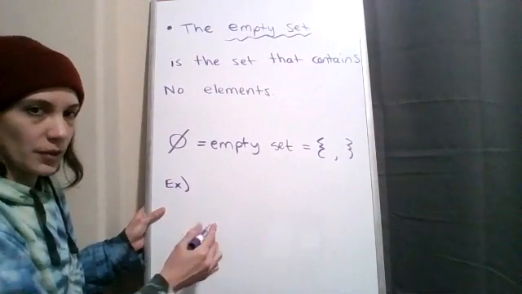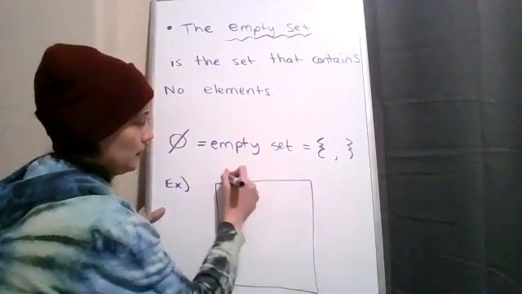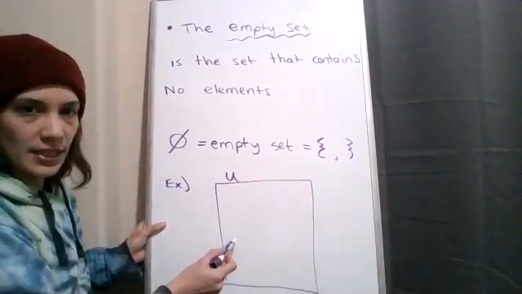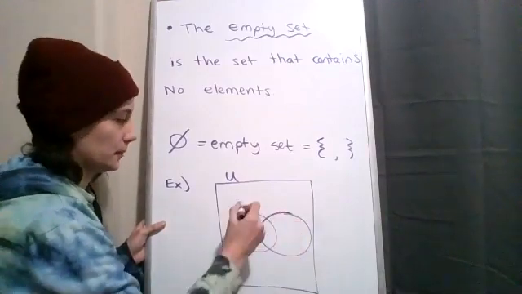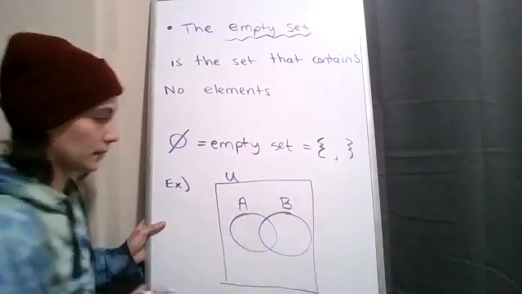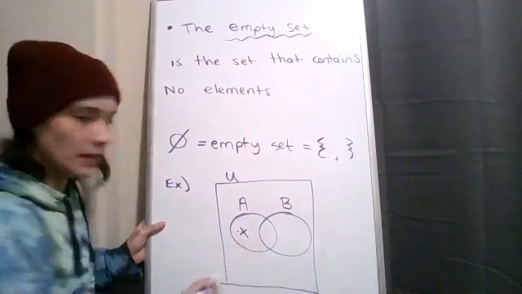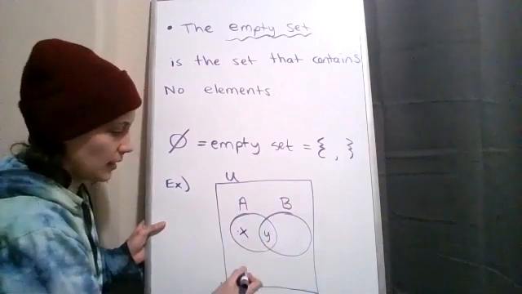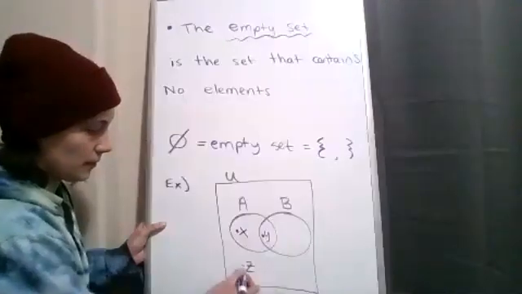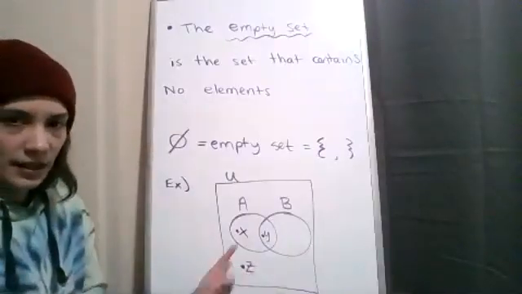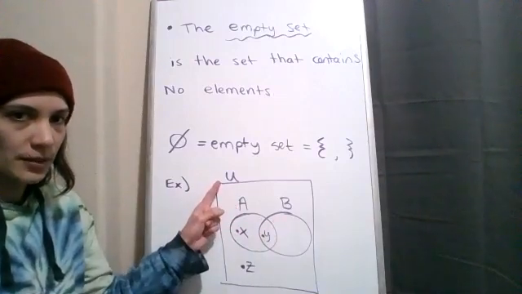Let's draw first. So you have a universe, U. We're going to put set A, and we'll also put set B. We're going to have x here, and y here, and z over there. Okay, lowercase letters are the elements. This is set A, and this is set B, and this is the universal set, U.